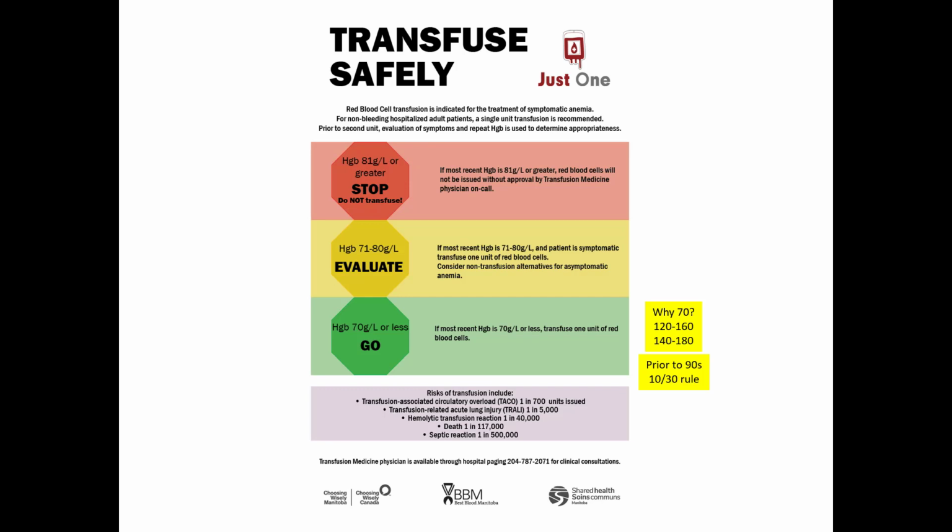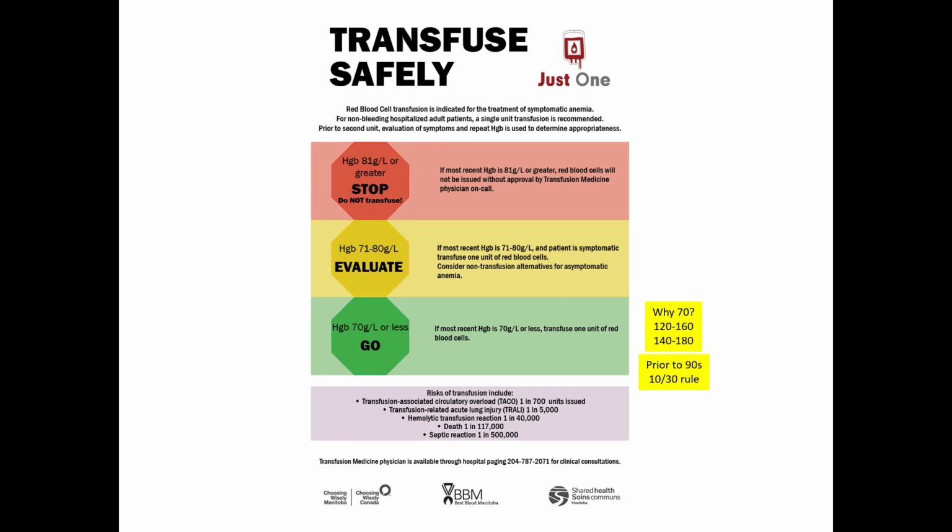And 70 grams per liter is much lower than the normal range for female, which is 120 to 160 grams per liter, and for male it's 140 to 180 grams per liter. And so why have we established this as the threshold? In the subsequent slides I'll be talking about the clinical evidence for that.